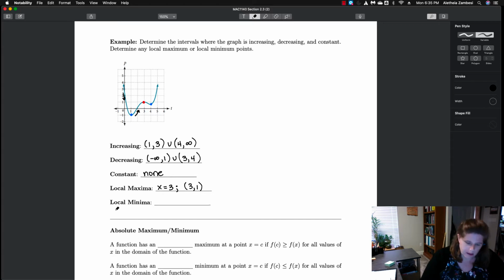For local minima, there are two of them. So we have x is equal to 1 and x is equal to 4. If I'm asked for the coordinates of those, for x is equal to 1, it's (1, -1). And then the other point, I would say (4, 3/4).